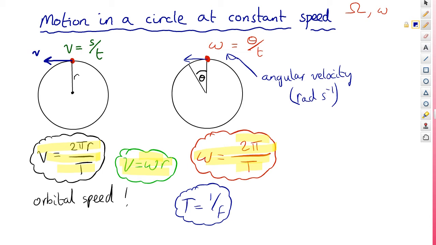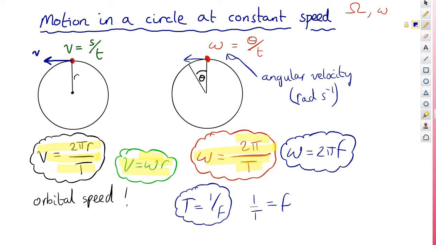And we can combine that with the omega equation to give us an alternative, because if omega is 2 pi over T, well, 1 over T must be f. If I flip this equation round, then I get 1 over T equals f. So that means that omega equals 2 pi f. You might want to pause the video and just make sure that you agree with that. And then we get these, I'm going to highlight these two as well. So we've got 5 equations there, which are really, really useful. I'd learn those and have them at your fingertips.